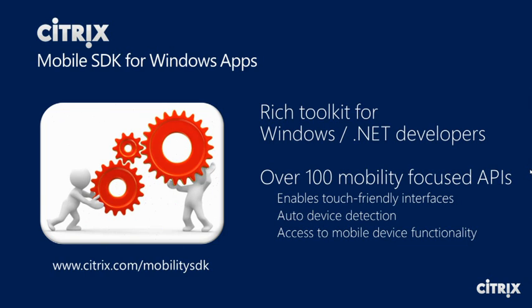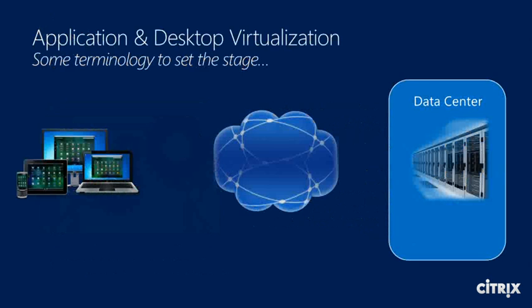Auto-device detection, so an API that'll detect what that form factor is, what the platform is, and the version of the platform, so that the Windows application running back in the data center will know what that platform or that endpoint is. And I'll talk more about this in some detail. And then access to some of the mobile device functionality, and again, we'll be talking about that momentarily.